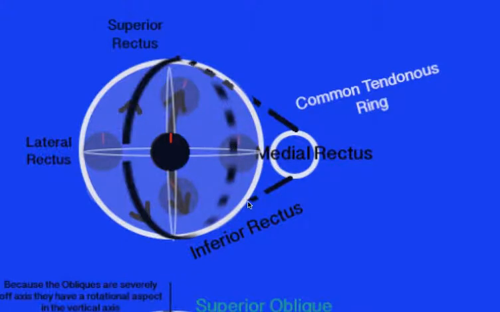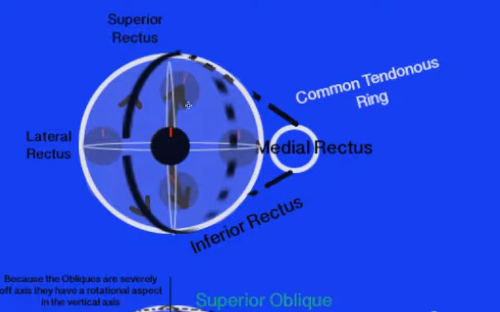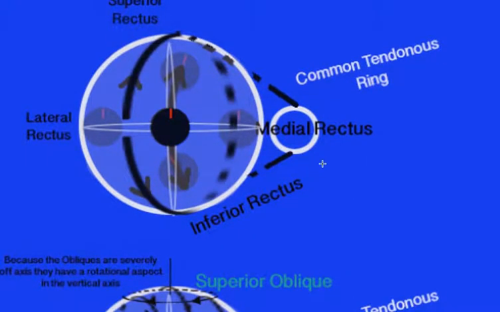Alright, so that's those muscles, so you can quickly and easily see the direction of movement. The superior rectus is going to be medial and superior with a little bit of a rotation of the eye. The inferior rectus is going to cause an inferior rotation with a little bit of a medial pull. And that's again due to the common tendinous ring location.